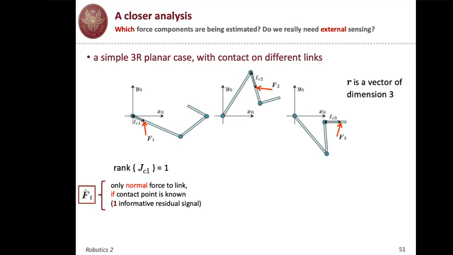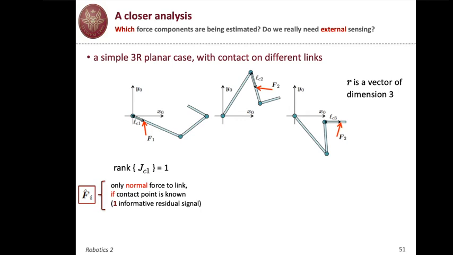If you don't know the contact point, then in this case, you know only that there's a collision at the first link, but you have no possibility of understanding if it's a large force applied very close to the joint or a smaller force applied very far from the joint on the same link. Okay. So you should know the contact point, but even if you know the contact point, only the normal force to the link is being estimated.